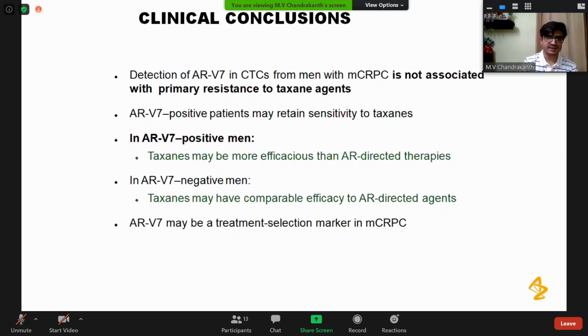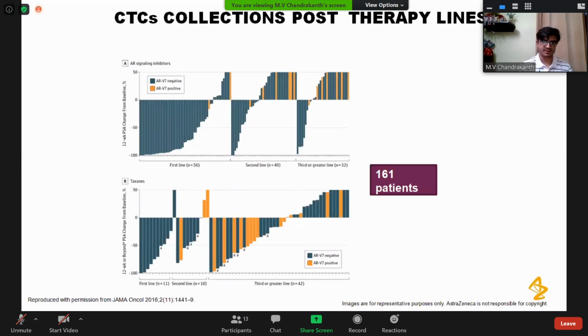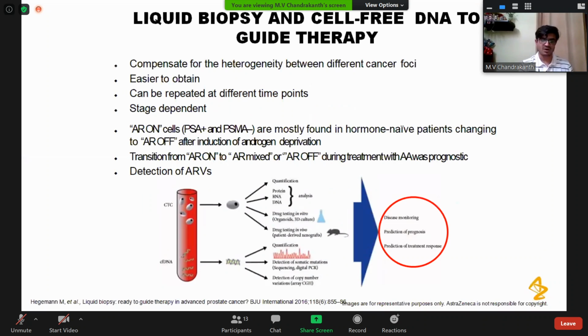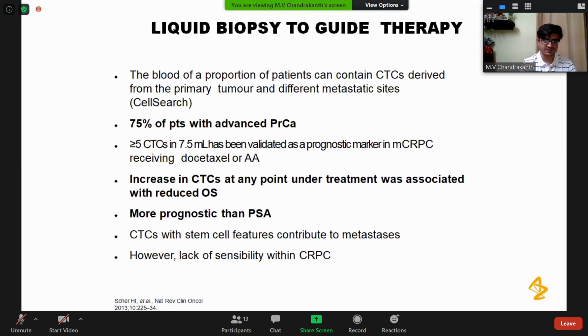So again, ARV7 can also be detected in circulating tumor cells. However, it is not yet validated in the liquid biopsy as of now. So in ARV7 positive men, again taxanes are the way to go, and not the androgen deprivation or the endocrine therapies. So these are the liquid biopsies with which we can detect ARV7 mutation in circulating tumor cells.